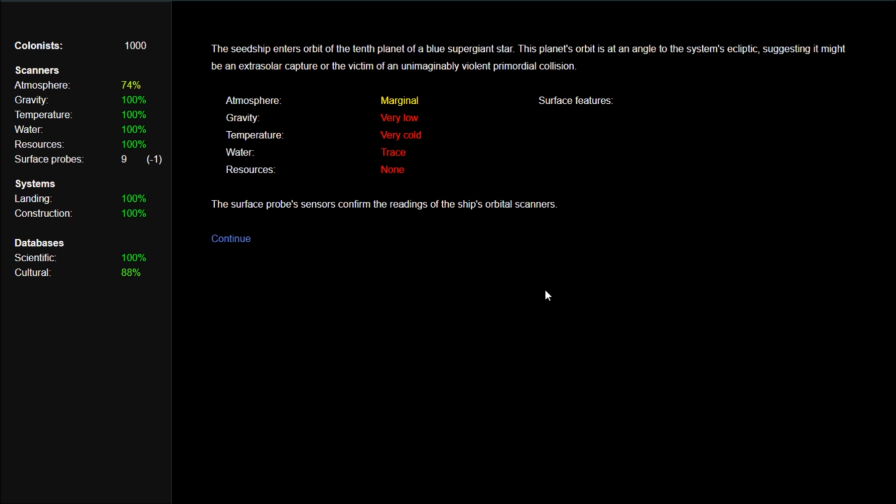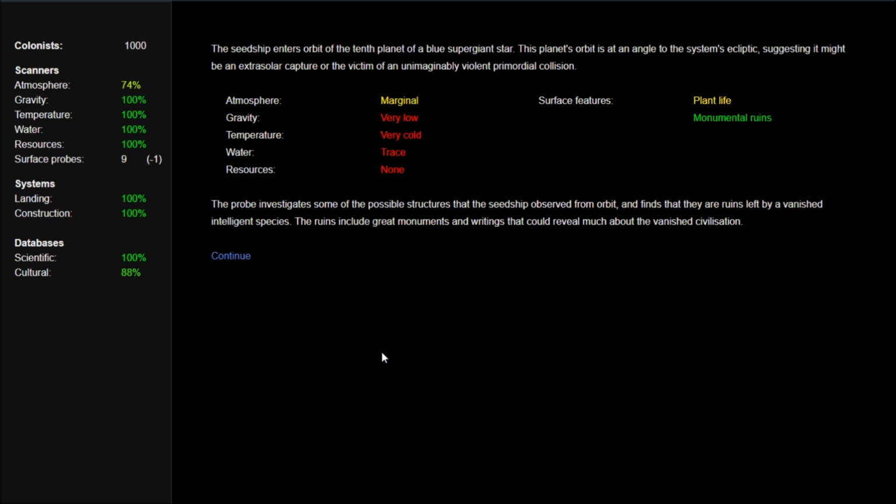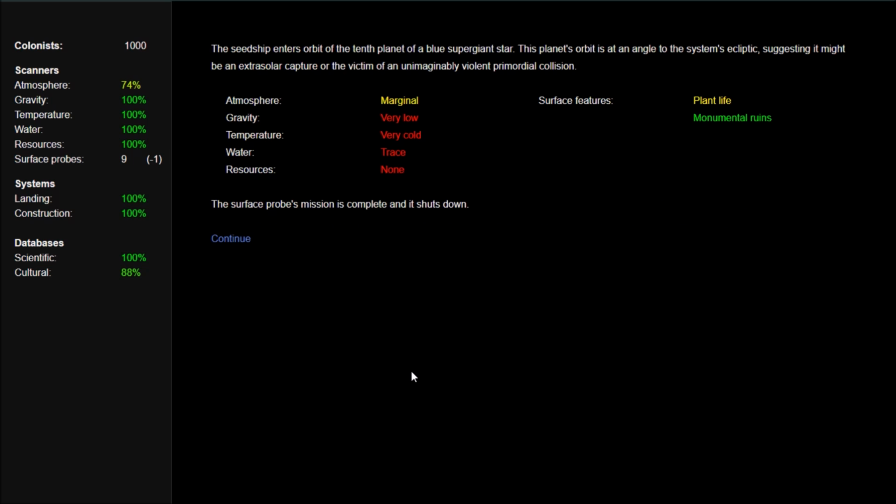Surface probe sensors confirm the readings of the ship's orbital scanners. Finds alien plants. It tests the sample. It finds that they would be neither edible nor poisonous to humans. Investigates some of the possible structures that the seed ship observed from orbit, and finds that they are ruins left by a vanished intelligent species. Ruins include great monuments of writings that could reveal much about the vanished civilization. Completes mission and shuts down.